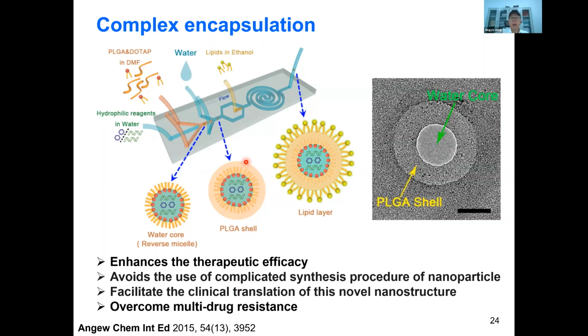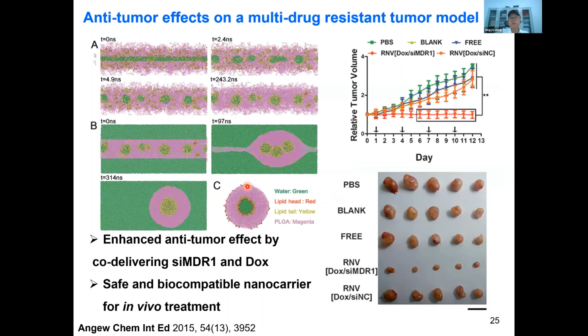Then you can encapsulate your hydrophobic chemotherapeutic drugs in the PLJ and the small interfering RNA here. And it turns out that it's very effective in reversing the drug resistance. In here, you can see that the nanoparticle that has both the small interfering RNA against the MDR, the multi-drug resistant transporter, and the drugs is very effective in keeping the tumor size in check.